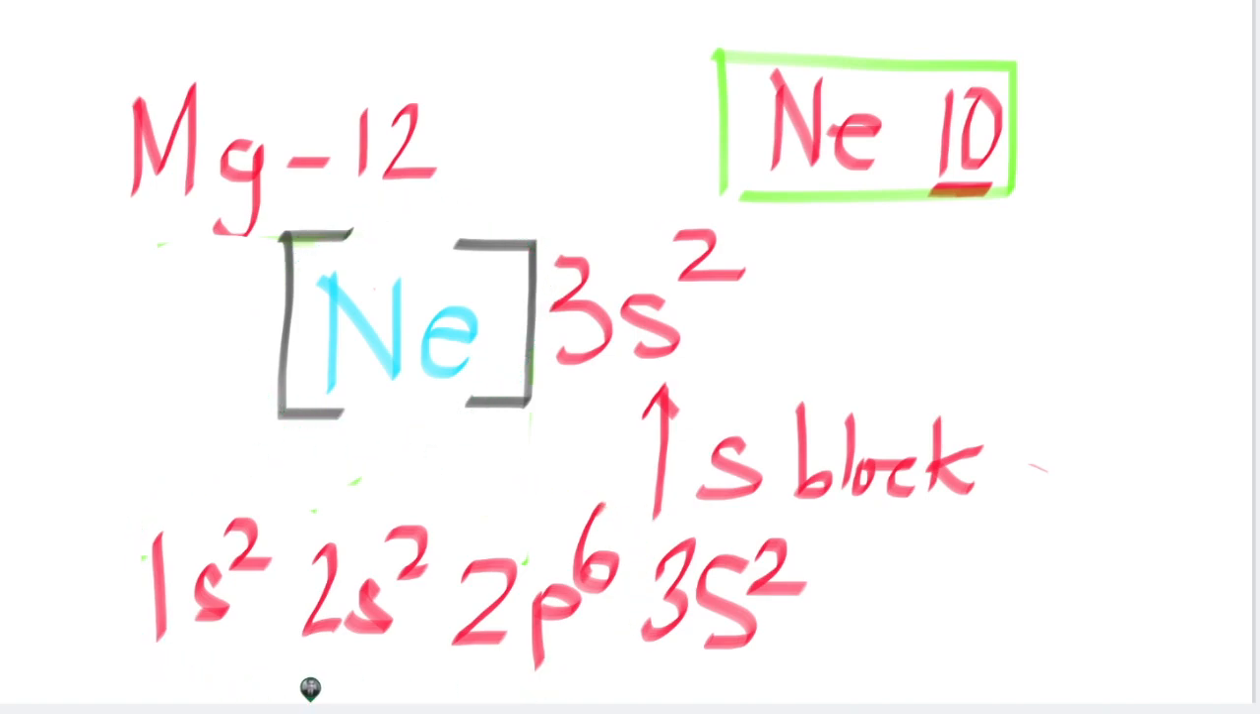So now I'd like you to stop here again, and I'd like you to write the shorthand or the condensed electron configuration for aluminium and for silicon.